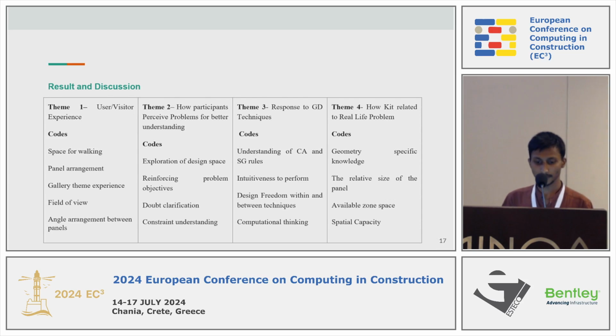One is user or visitor experience: while doing the experiment, they are thinking about the visitor experience. Then most of the codes are about how participants perceive the given problem for better understanding. Another theme is how they respond to the provided GD technique, whether they are doing the CA or the shape grammar. The fourth theme is how the kit relates to the real-life problem, where they are able to visualize in real what the layout and the display should be with this kit.